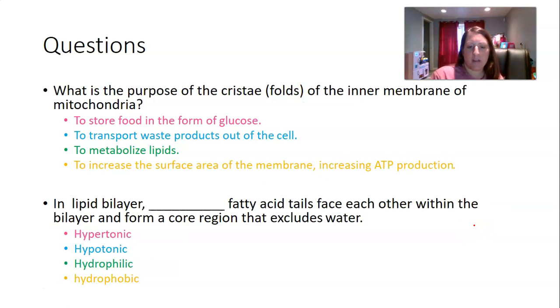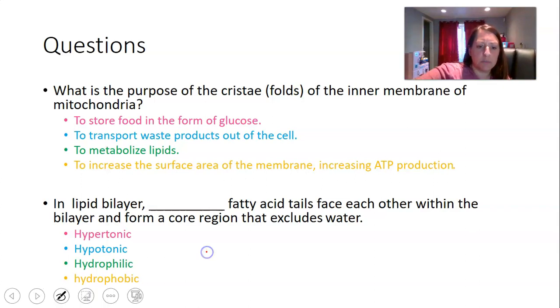In the lipid bilayer, blank fatty acid tails face each other within the bilayer and form a core region that excludes water. Ooh, we didn't talk about this. I forgot. So chapter 5, we'll get into these terms, but you know what? This is great. Let's talk about them a little bit now. You're going to see these terms in the next chapter, in chapter 5, and then you'll see them again in lab. So it's really important. So in the lipid bilayer, and we talked about this a little bit in chapter 3, but we didn't really use these terms too much.